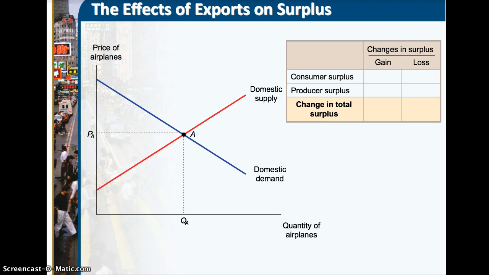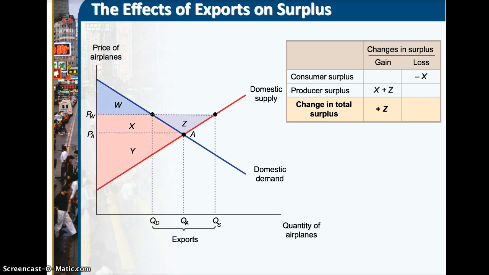When the domestic price rises to PW as a result of trade, producers gain additional surplus, areas X plus Z, but consumers lose surplus, area X. Because the gains to producers outweigh the losses to consumers, there is an increase in the total surplus in the economy as a whole, area Z.